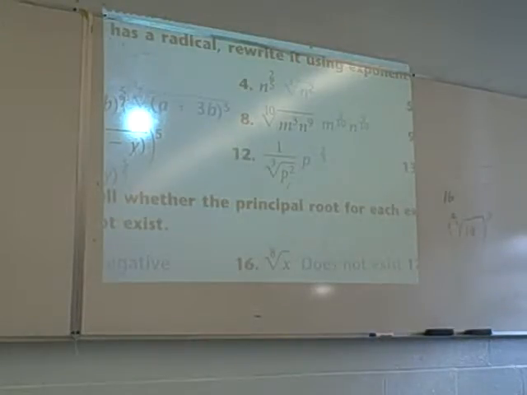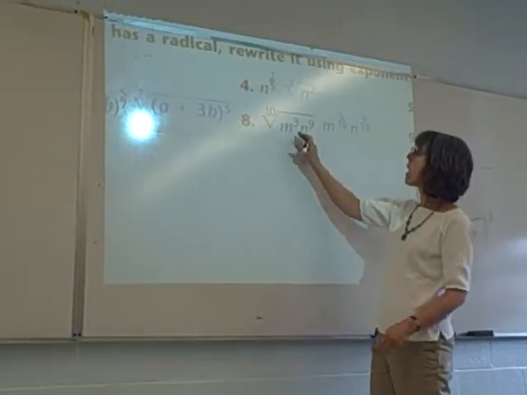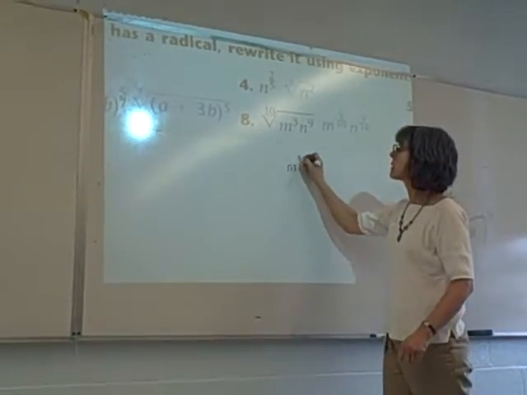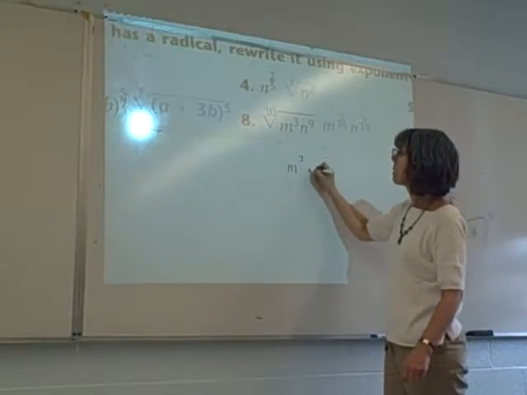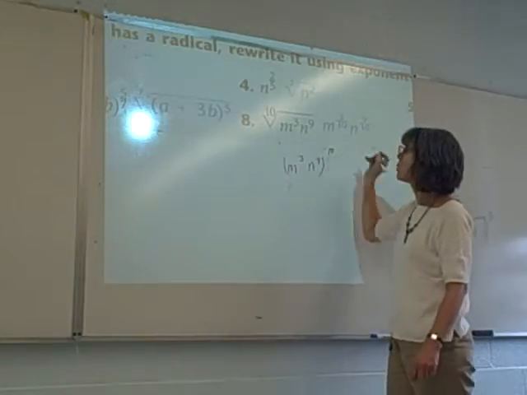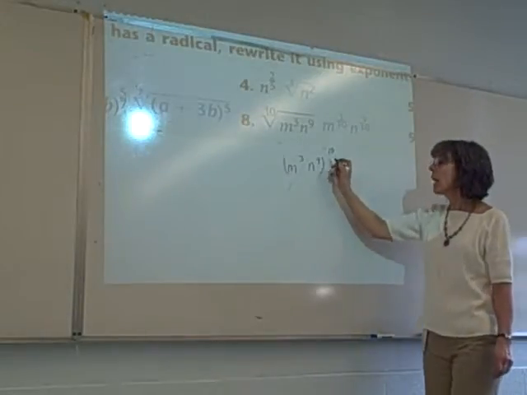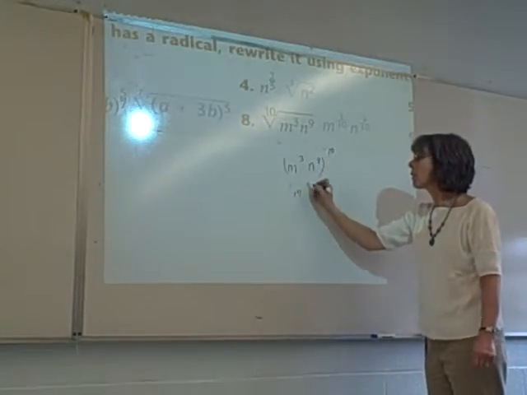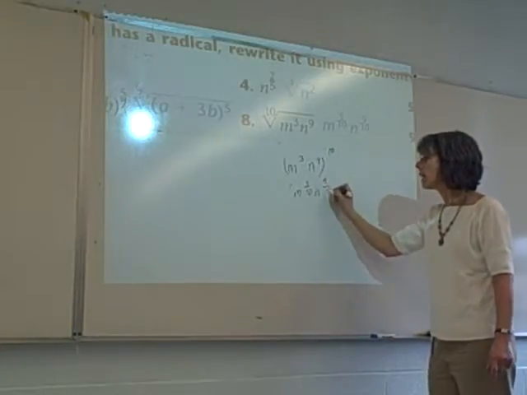Okay, let's talk about why that is. Number 8. So if I rewrite this, this is the 10th root of this, right? And so I have n to the 9th, and this thing is being raised to the 10th power. Okay, so isn't this m to the 3/10 times n to the 9/10?